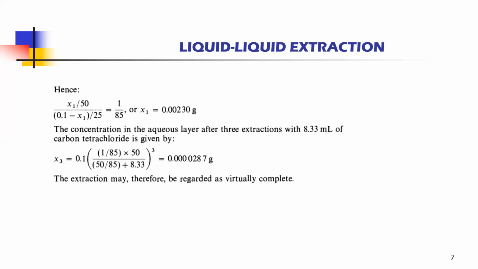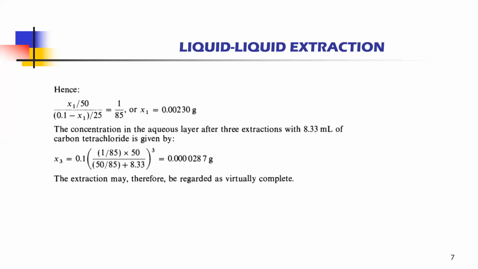The quantity in the aqueous layer after 3 extractions with 8.33 ml of carbon tetrachloride is given by x3. Substituting in the initial equation, we have 0.1, the initial weight of iodine taken, into, in the numerator, D which is 1 upon 85 and capital V which is 50. In the denominator we have 50 upon 85 plus the small aliquot taken for extraction, 8.33, and the power is small n, which represents 3. By performing the stepwise calculation in this equation, we get the value of x3 left.